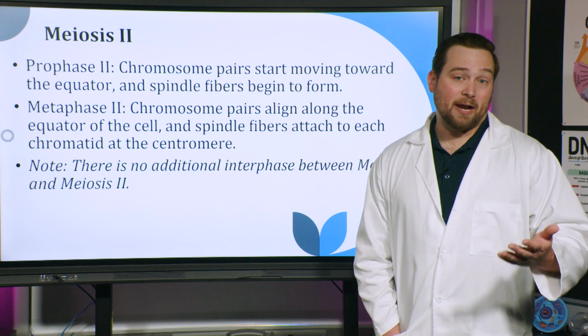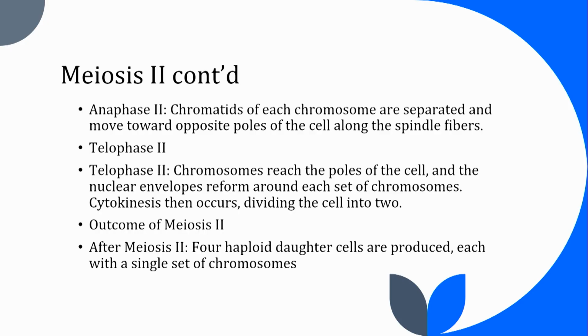Okay? So after metaphase 2, we'll move into anaphase 2. Let's see what's happening here. In anaphase 2, the chromatids of each chromosome are separated and move towards opposite poles of the cell. Then we'll get into telophase 2. What's happening here is that the cell is dividing, and so now we started with 2 cells in meiosis 2, and each of those are going to divide, so we'll have a total of 4 cells at the end of telophase 2. And so the overall outcome of meiosis 2 is that we'll have 4 haploid daughter cells produced, each with a single set of chromosomes, and those 4 haploid daughter cells are all unique. They are different from one another.